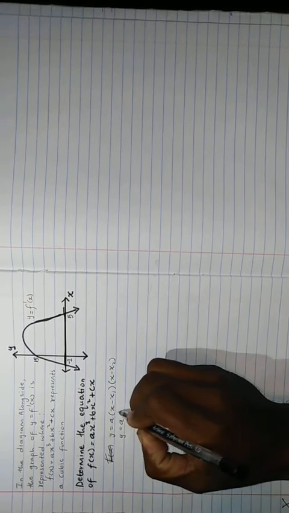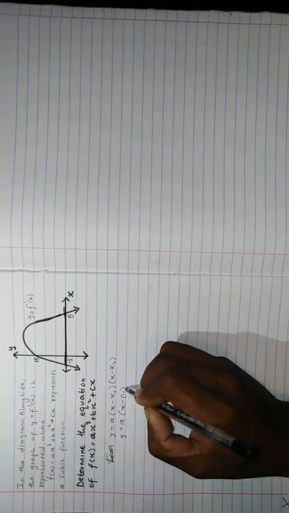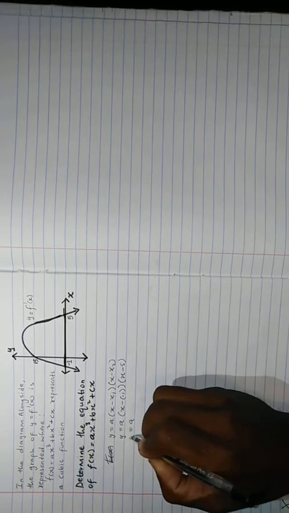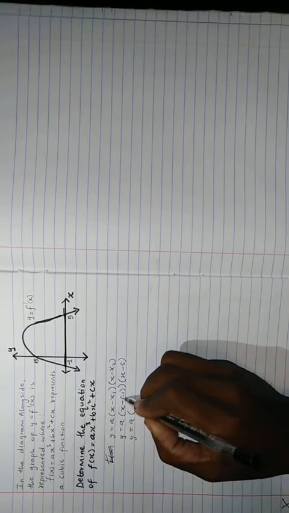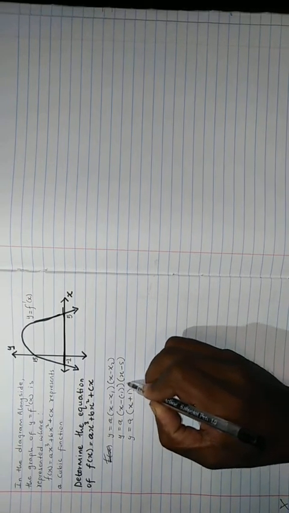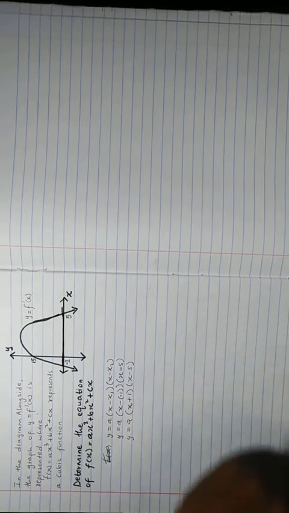y equals a into x minus minus 1, and then we have x minus 5. Now y equals a into, I'm going to simplify this one, x minus negative 1, negative by negative you get +1, so x plus 1, and then we have x minus 5.